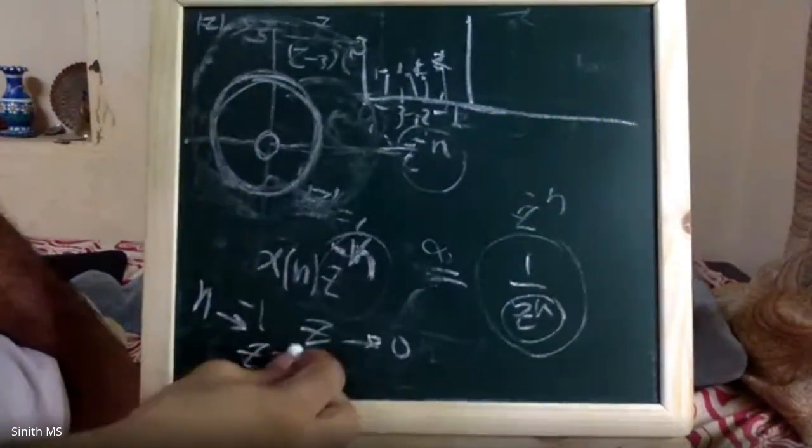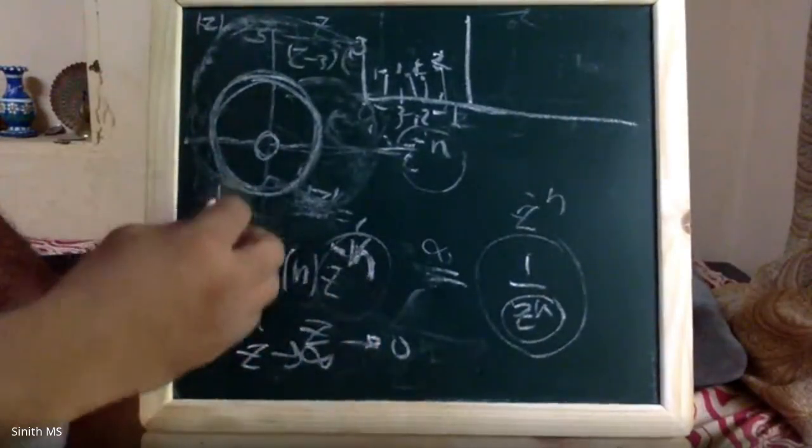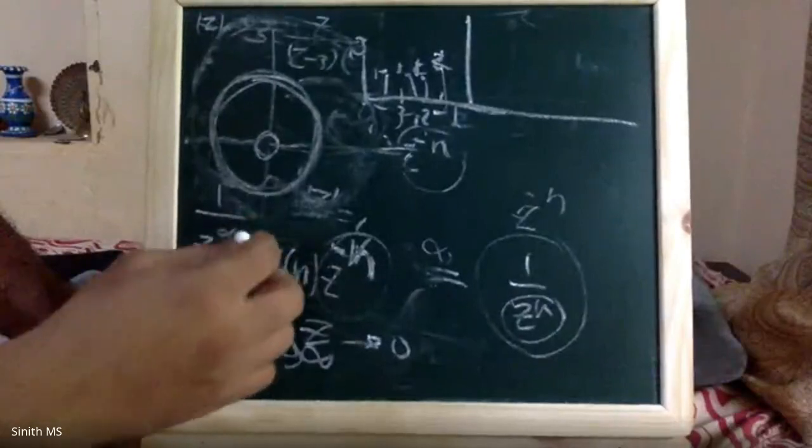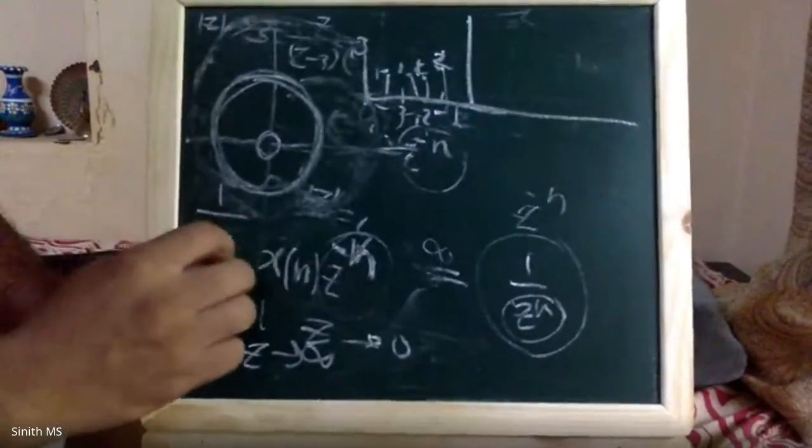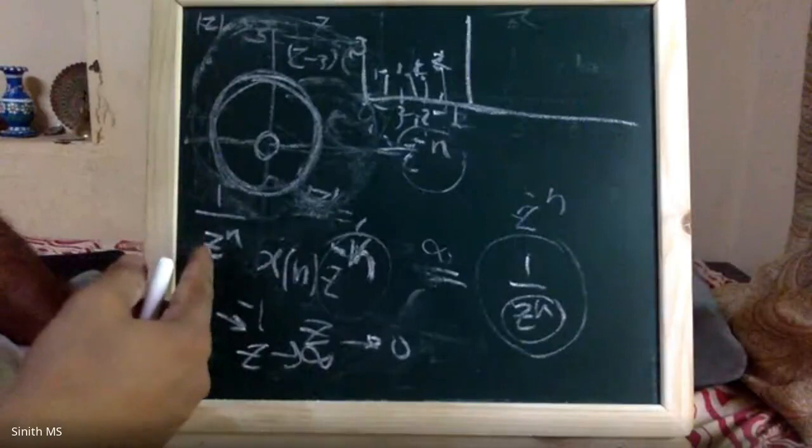And as z tends to infinity, this becomes 1 by z raised to n. And as z tends to infinity.